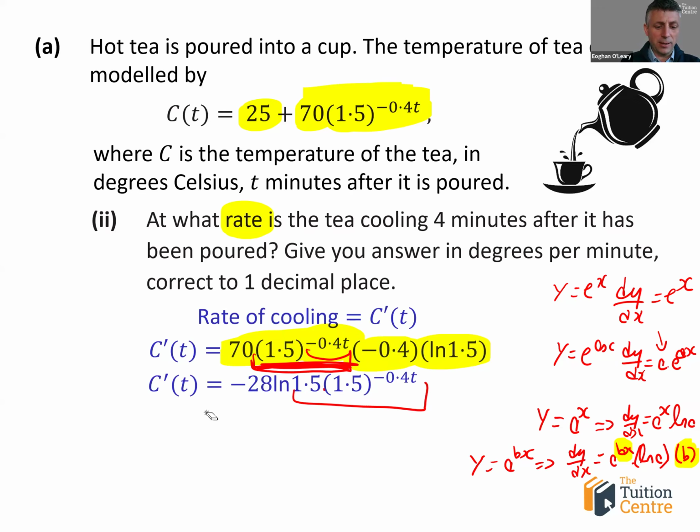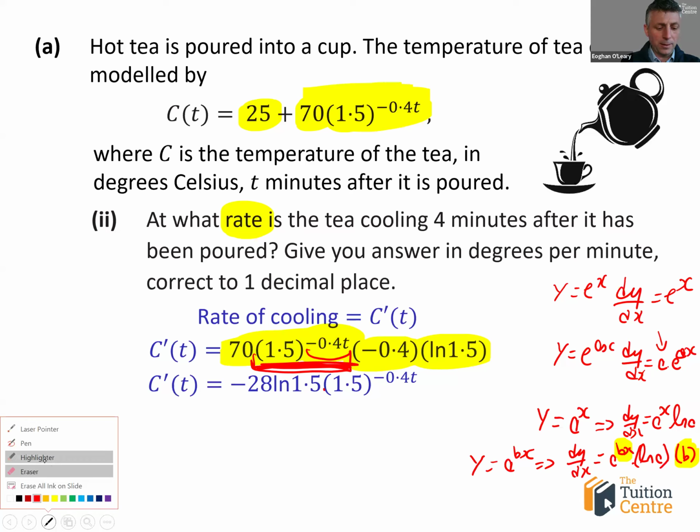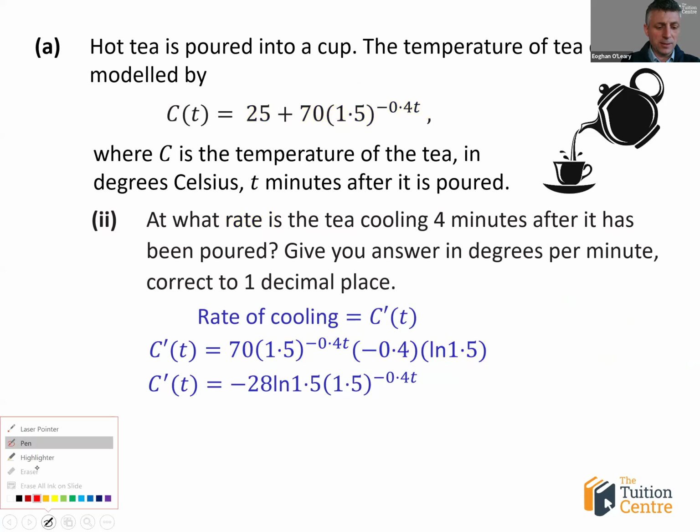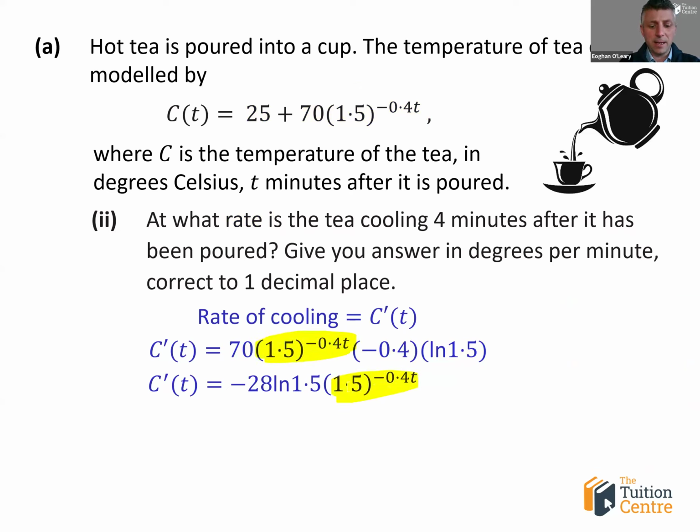Sorry, see there now, I actually highlighted the wrong part of it. So if I just clear all this away, just to be certain, the 1.5 to the power of minus 0.4T, that's that part there. So that is going to be dealt with in a moment when we put in the 4 for T. Where did everything else come from? Well, the 70 times the minus 0.4, that's your minus 28. And then your ln of 1.5, well, that's the last part there. And remember, that's just a constant.